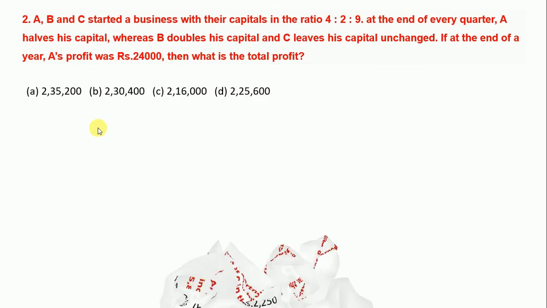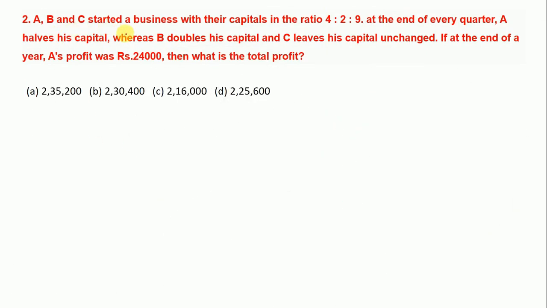Now next question. A, B and C started a business with their capital in the ratio 4 is to 2 is to 9. At the end of every quarter, A halves his capital, whereas B doubles his capital, and C leaves his capital unchanged. If at the end of a year A's profit was rupees 24,000, then what is the total profit? So we will use our same pattern.